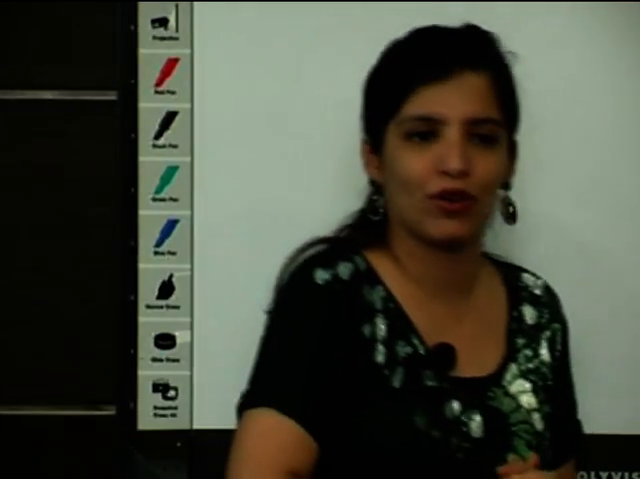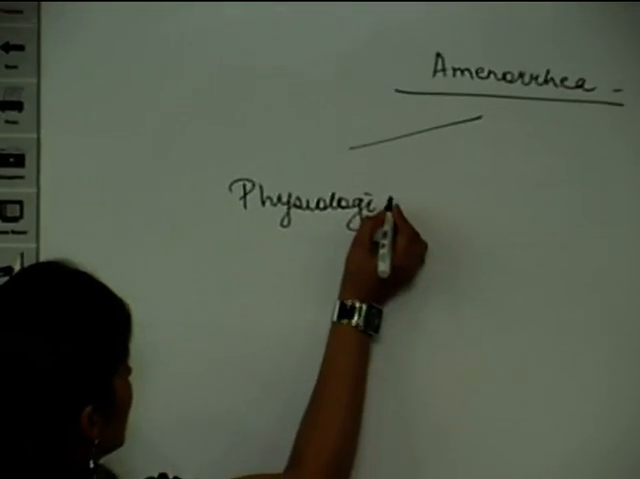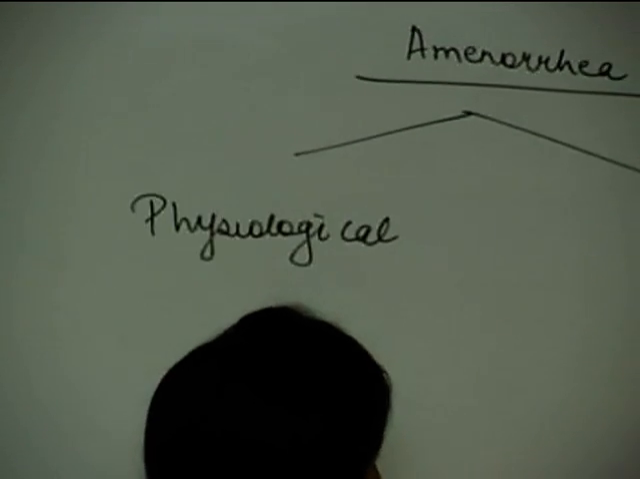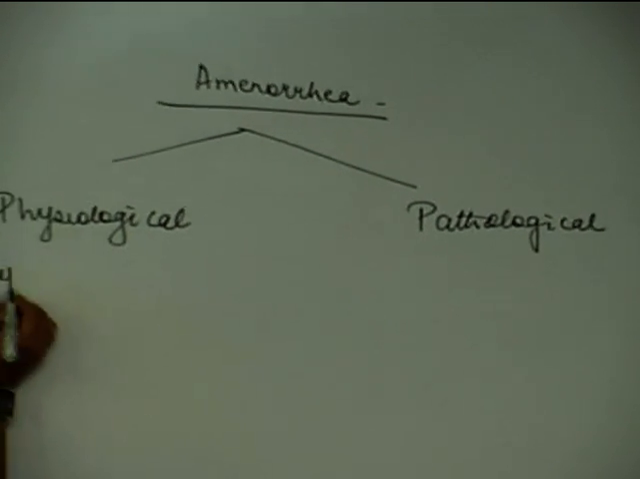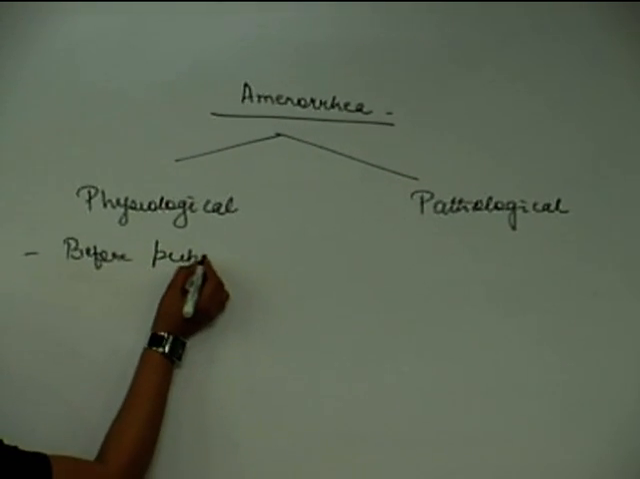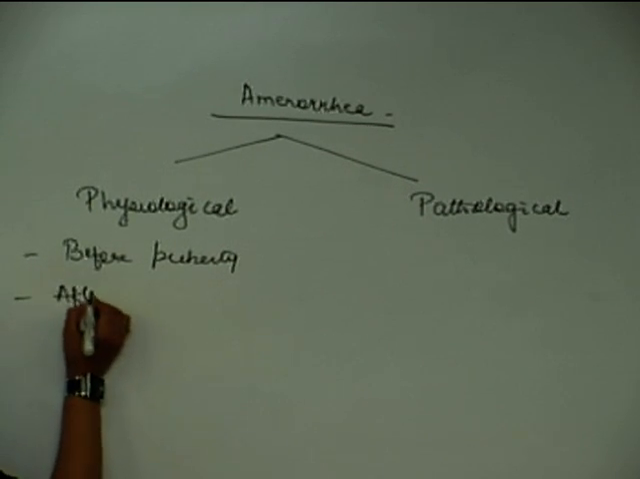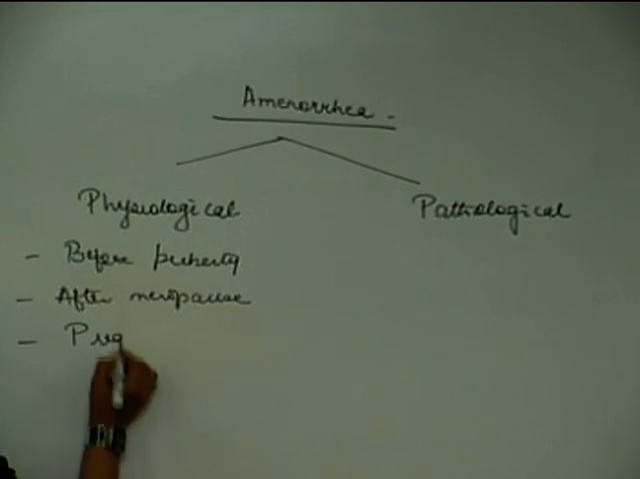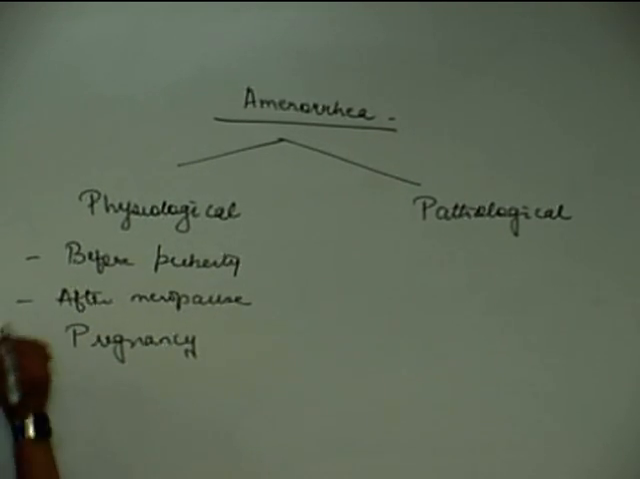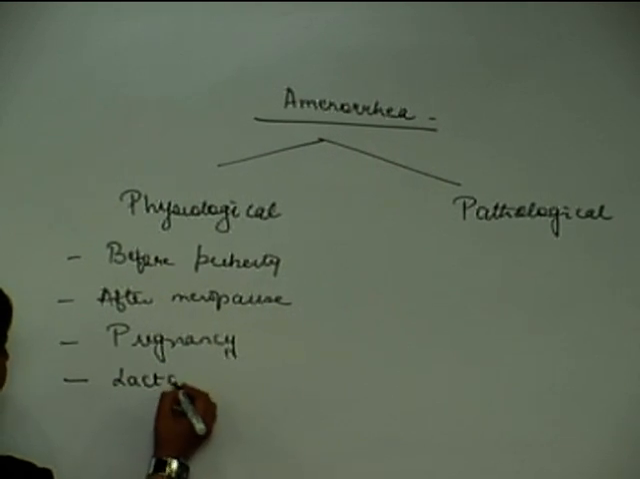So coming to amenorrhea. Amenorrhea, as you know, means absence of menstruation. Now amenorrhea could either be physiological or it could be pathological. Physiological amenorrhea, as you know, occurs before puberty, after menopause, during pregnancy, and at the time of lactation.